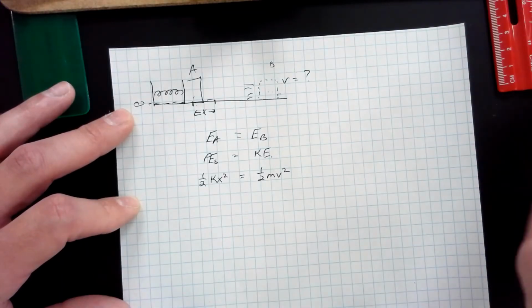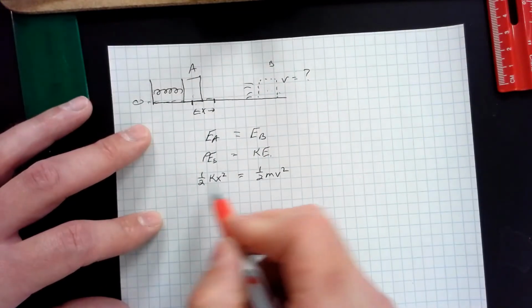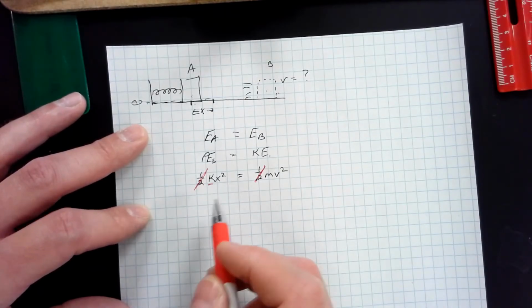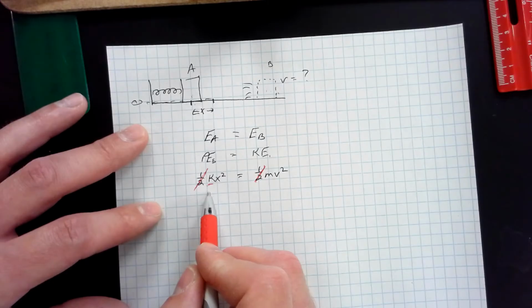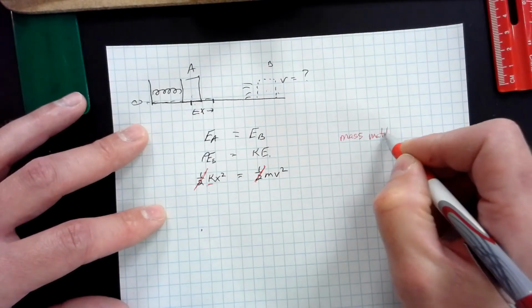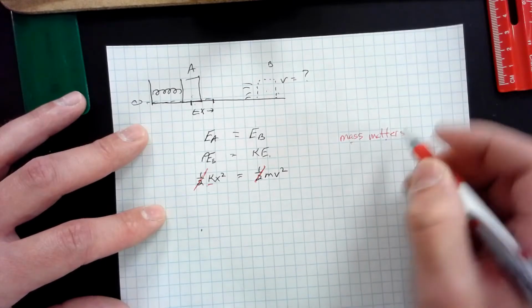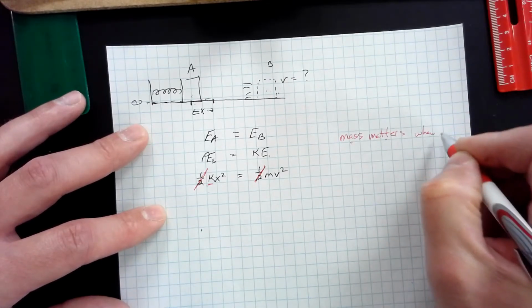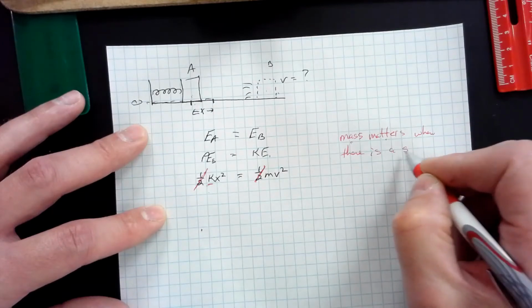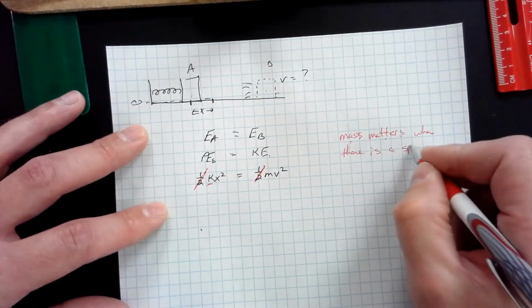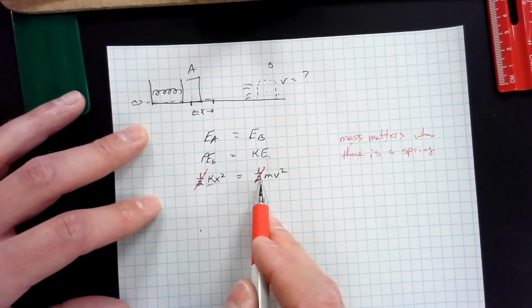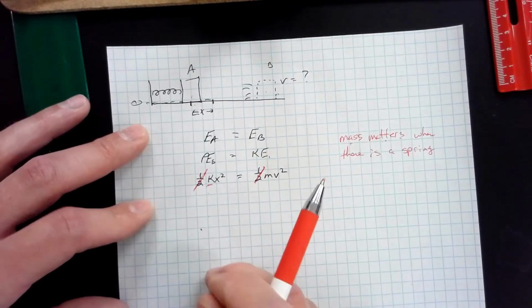Then if we try to do that solution here, yay, at least we can cancel out those halves, but mass is not in here. So when it's a spring, mass matters. That's kind of fun. Mass matters. You can't cancel out mass if there's a spring. If there's no spring, mass cancels.